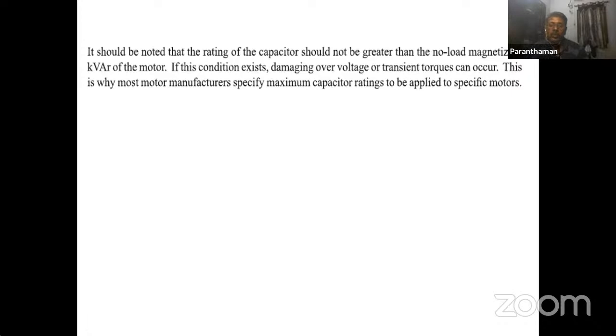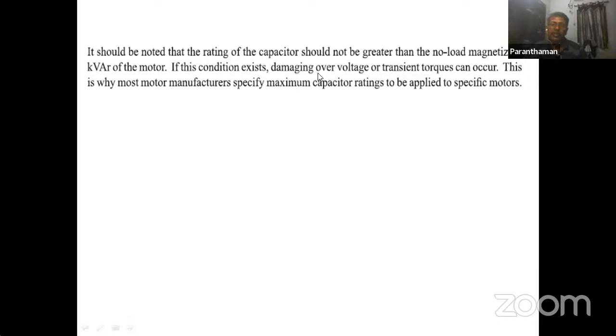Certain points we need to consider, sir. It should be noted that the capacitor kVAr should not be greater than the no-load magnetizing kVAr. The magnetizing current is an inductive load, and the capacitor is a capacitive load. The capacitor current should not be more than the magnetizing kVAr. It should be equal.